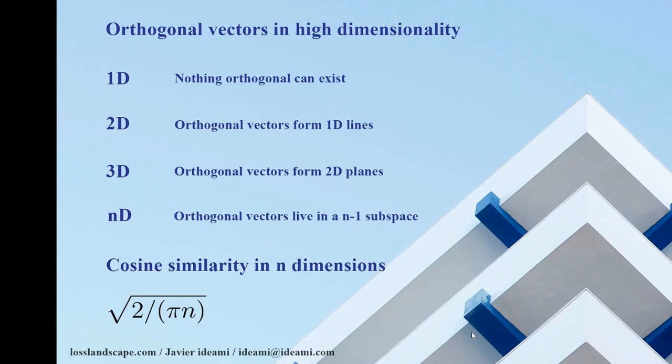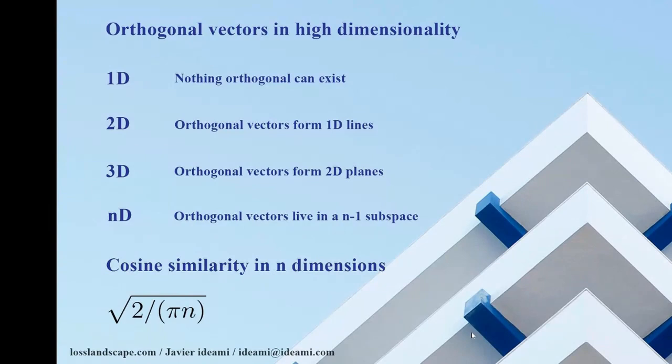And this connects with that flatland analogy again. Because in very high dimensional space, a lot of things are counterintuitive, and this is one of them. But we can understand it with a very simple analogy. In a one-dimensional world, nothing orthogonal can exist. In a 2D world, orthogonal vectors, perpendicular vectors, are going to form one-dimensional lines. In our three-dimensional world, if you pick a couple of orthogonal vectors, they are going to make a plane, a two-dimensional plane. So in an n-dimensional space, the subspace occupied by orthogonal vectors has n minus one dimensionality.